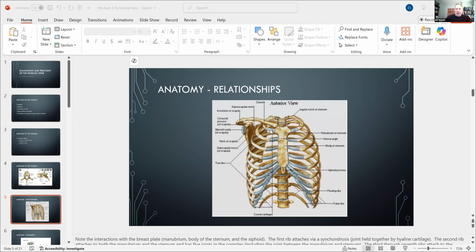Going back to the first rib and the first rib cartilage here, this is more of a synchondrosis. What that means is it's a joint held together by hyaline cartilage, so it can get quite irritable when things don't move properly here, which is unfortunately something that happens quite a bit when we deal with forward head postures and issues within the CT junction.